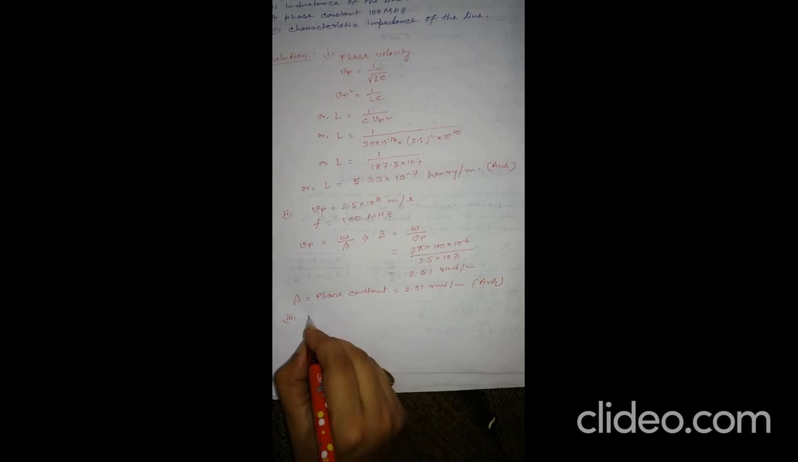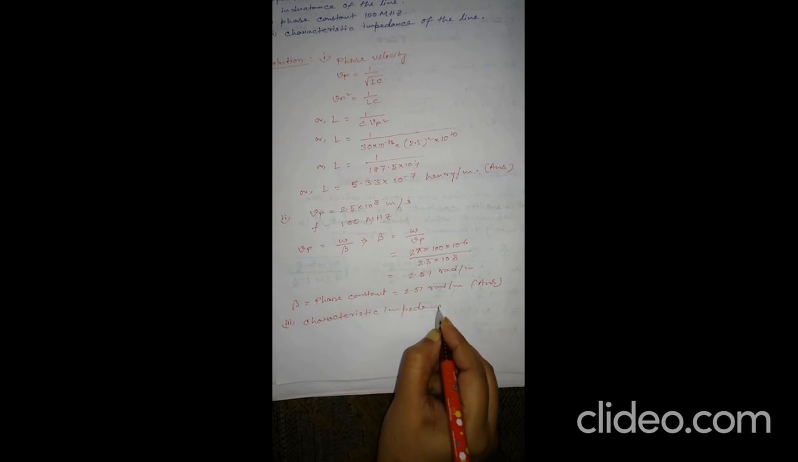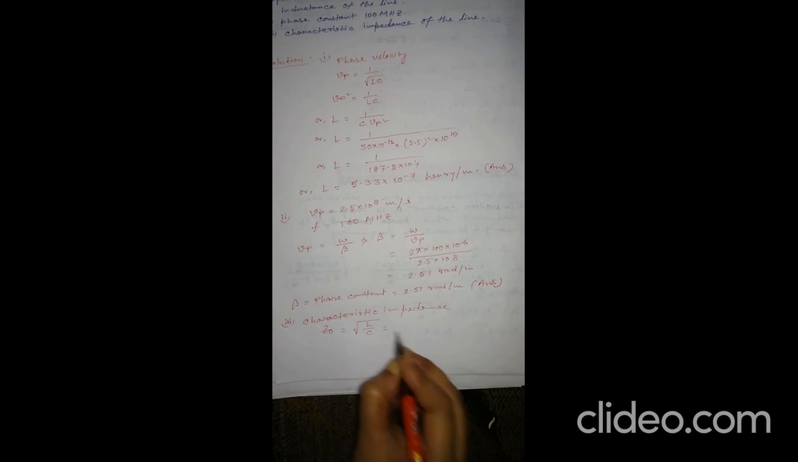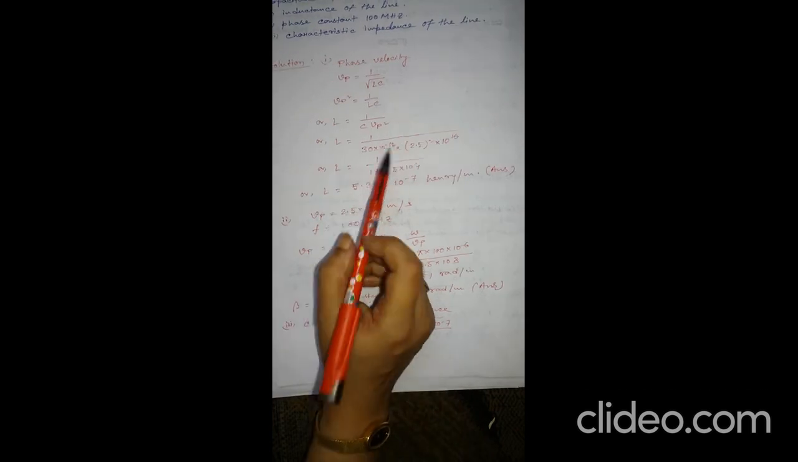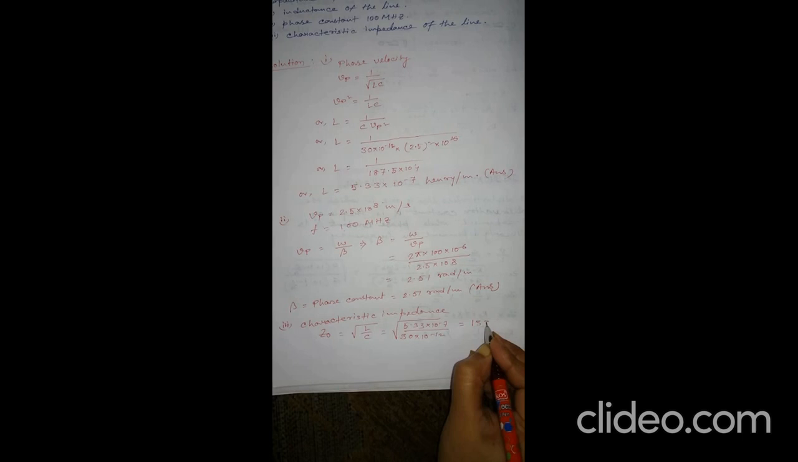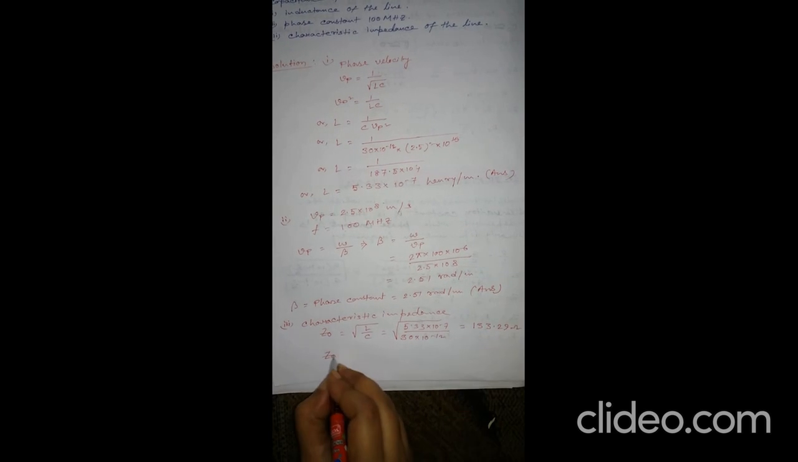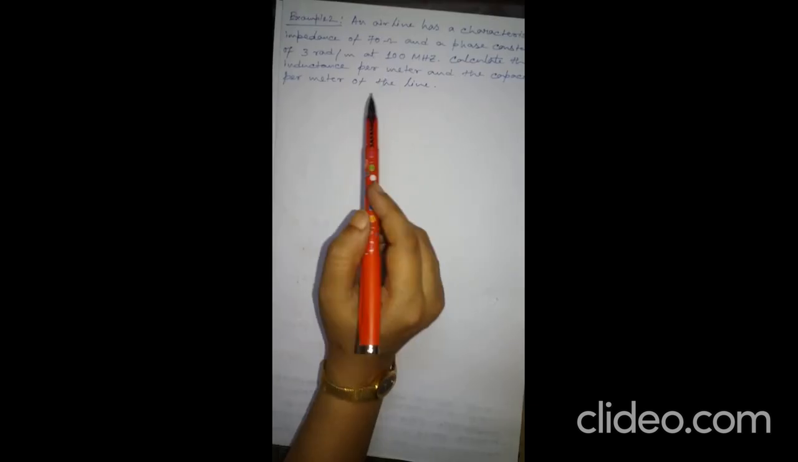And number 3, characteristic impedance of the line. Characteristic impedance, that is denoted Z0 equal to root over L by C. What is the value of L? 5.33 into 10 to the power minus 7. And C, what is the value of C? 30 into 10 to the power minus 12. And after computing this value, we get 133.29. So, this is the answer, Z0 equal to 133.29 ohm. Now come to the next problem.